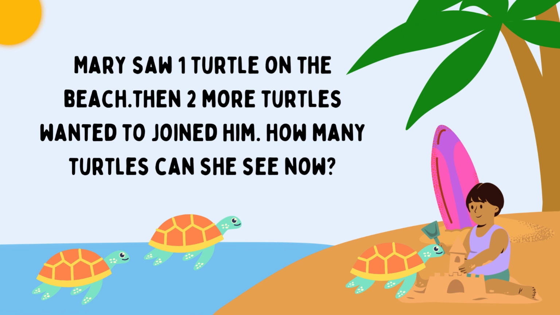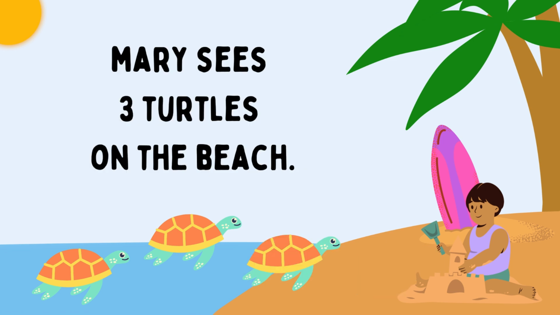Next, Mary saw 1 turtle on the beach. Then 2 more turtles wanted to join him. How many turtles can she see now? The answer is Mary sees 3 turtles on the beach.